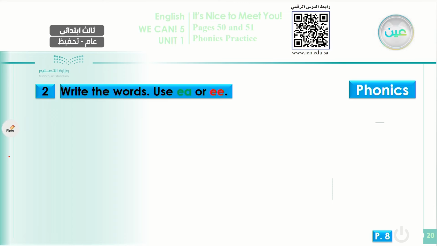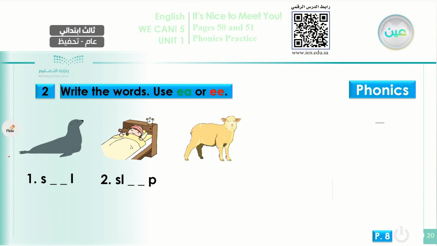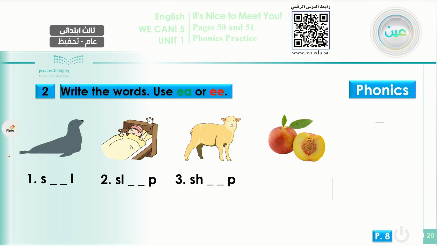Okay, we move to exercise number 2, also on page 8. Write the words, use EA or EE. Okay, this one is what? It is a seal. This one, sleep. This one is for sheep. And this one is for peach. How do you spell it? Let's write it all together now.